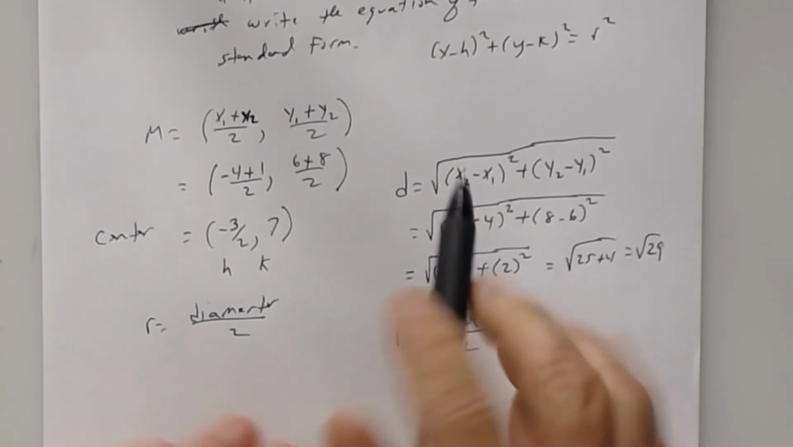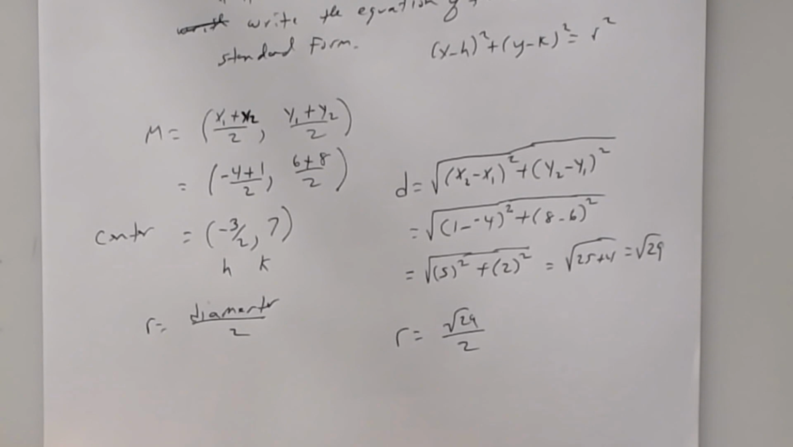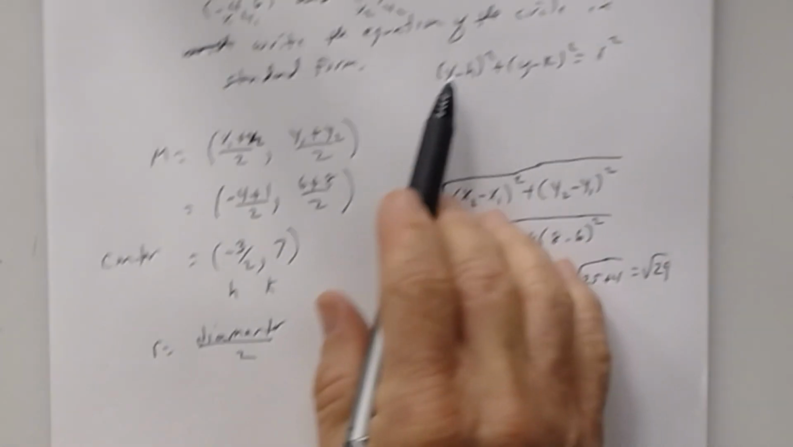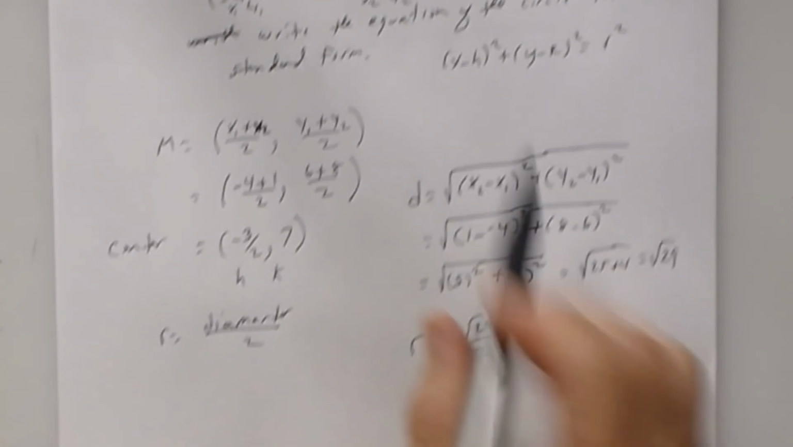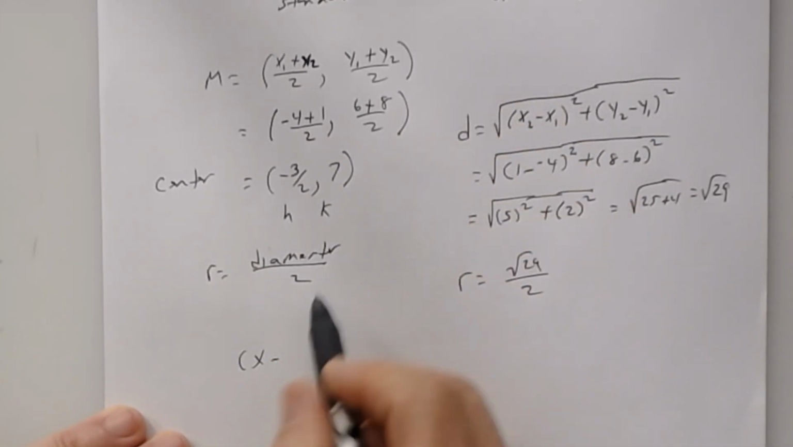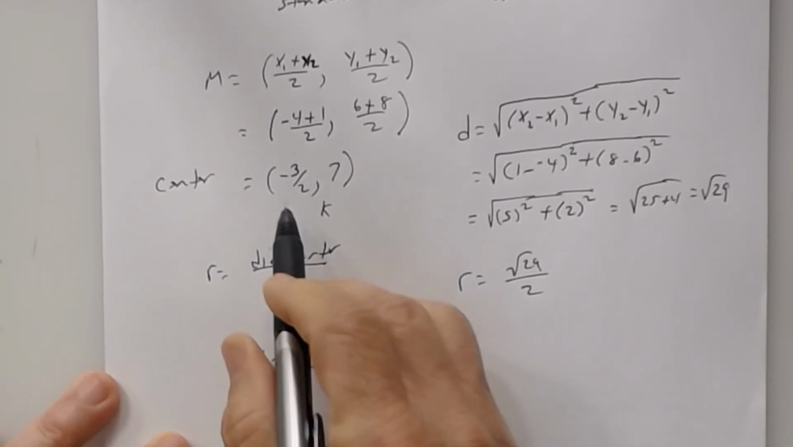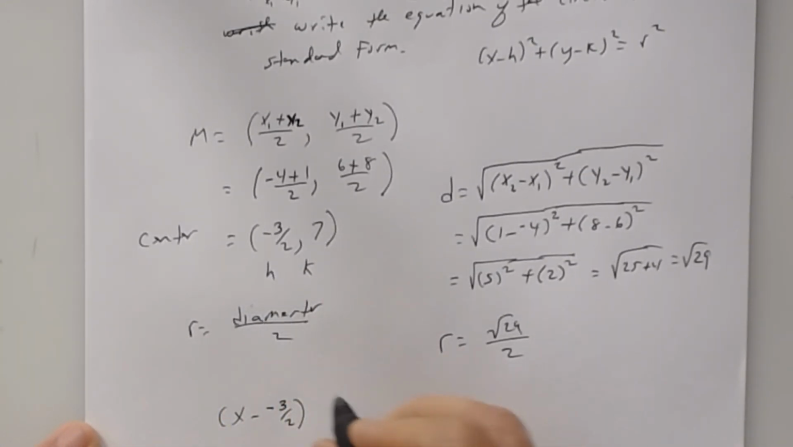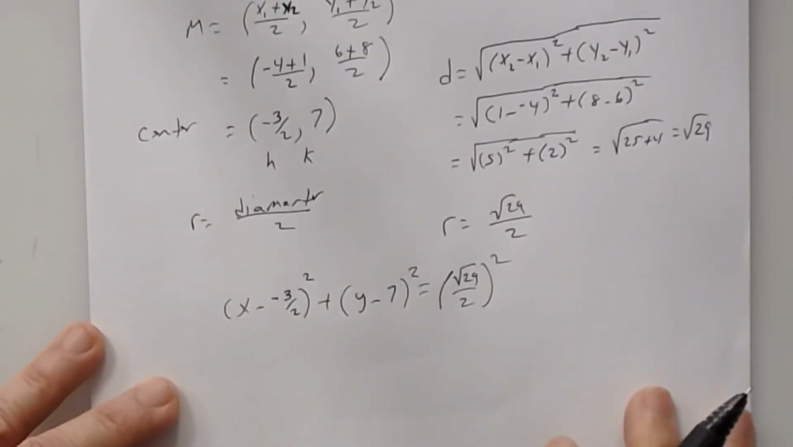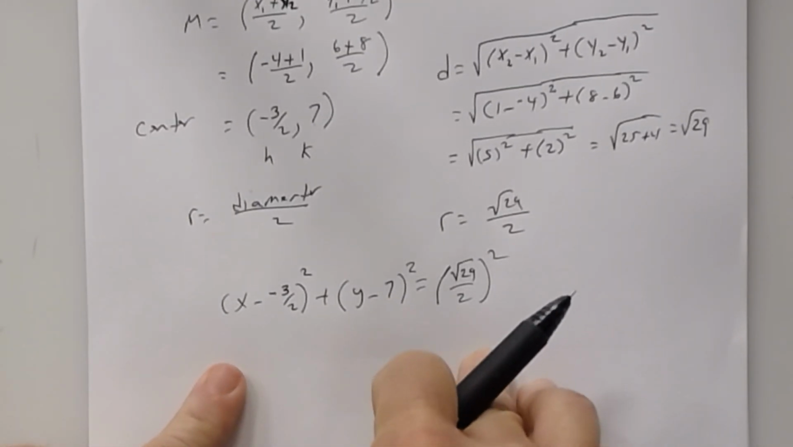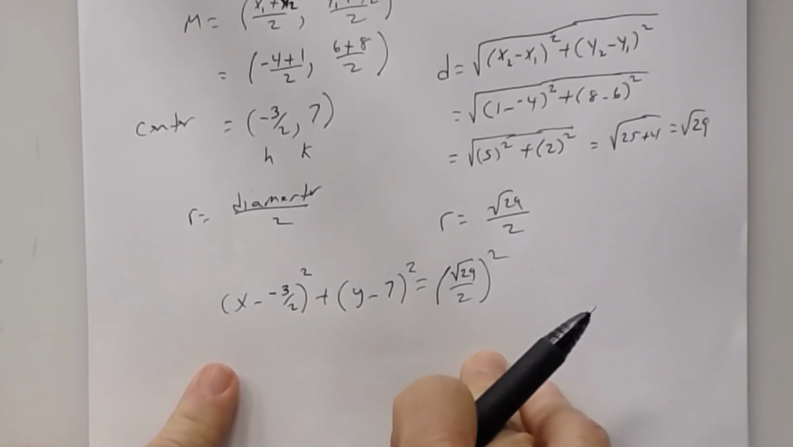Now what I would do next, without going straight to the answer, is go back to this formula and write out what I know. So I get x minus h. What's h? Negative 3 halves. Right, leave it as a fraction. So (x minus negative 3 halves) squared plus (y minus k), k is 7, squared equals the radius. What's the radius? All that squared. So that's what you should have written. That's not the answer, but that's what you should have written.